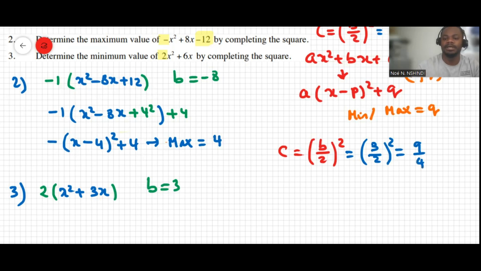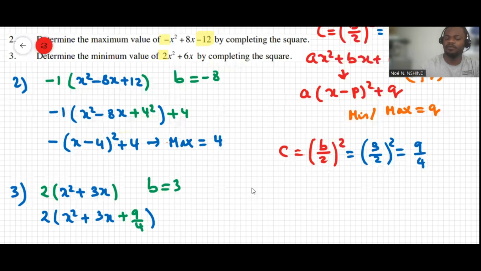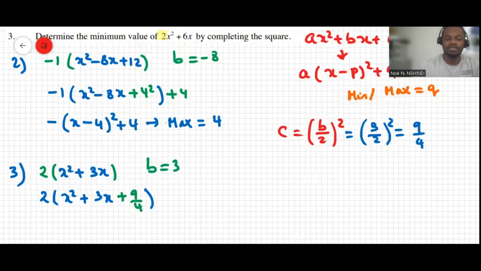We have 9 quarters over there. Then we can complete this value over here. So this will be 2(x squared plus 3x plus 9 over 4), close brackets. But now, note if I write 9 over 4 there, it's not just 9 over 4, because if you multiply the whole thing by 2, this will become 2x squared plus 6x plus 9 over 2.